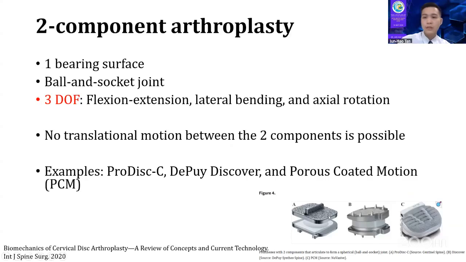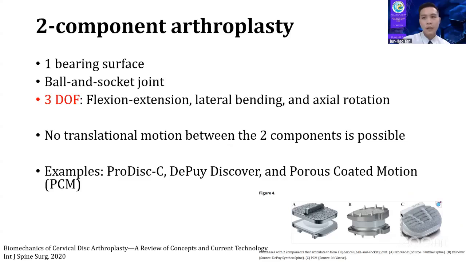If I bring your attention to the figure on the bottom right side, you can see that this ProDisc has only 2 components. There is a superior end plate and the inferior end plate together with the core itself. That means that you have 1 bearing surface, and this essentially functions like a ball and socket joint. But the downside is that you have only 3 degrees of motion: flexion extension, lateral bending, as well as axial rotation. Technically, you do not have any translational motion between the 2 components. There are many examples, but some of them listed here are the Prestige LP, the DPU, as well as the PCM.